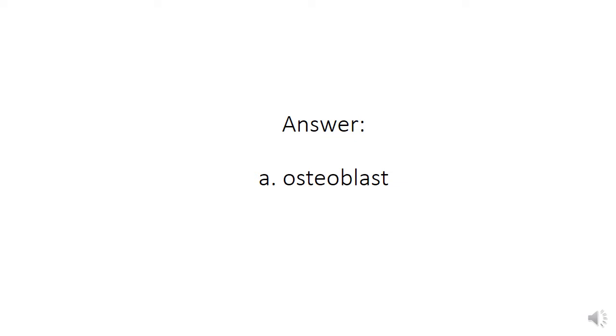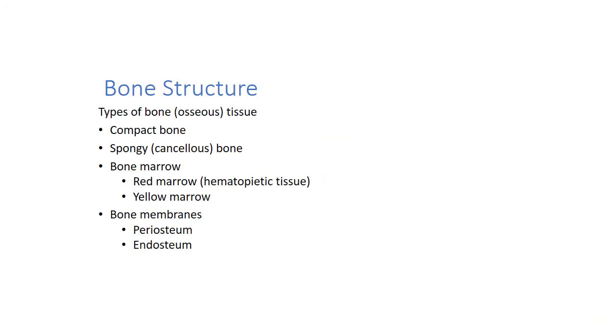Let's talk about bone structure. So we have a couple types of bone tissue. We have compact bone. Compact bone is what forms the shafts of the long bones. It's actually fairly hard. Spongy bone or cancellous bone looks like a sponge on microscopic appearance. There are holes in the bones. These are usually found at the ends of the bones. And these cancellous or spongy bone contain bone marrow.